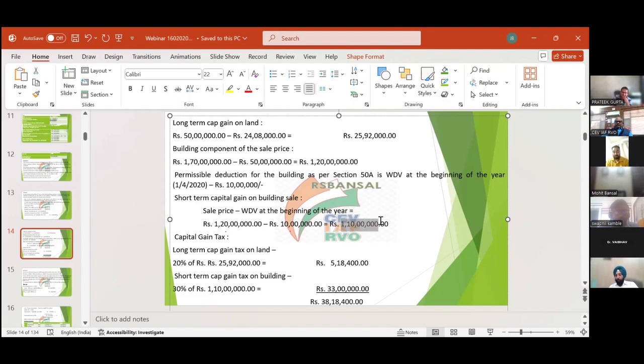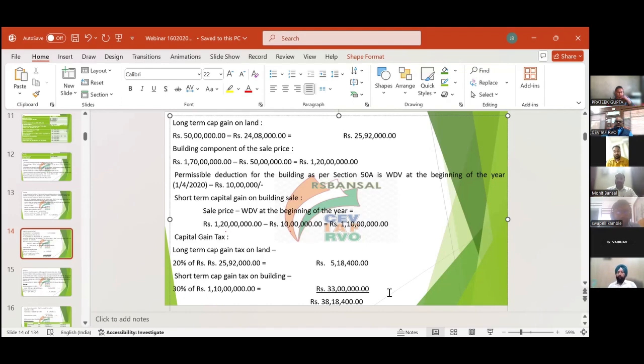So taxable gain will be considered here as 1 crore 10 lakh. On the land, because land will attract long-term capital gain, which is 20%, so 20% on 25 lakh 92,000 is 5 lakh 18,400. And the building part will attract short-term capital gain, which is 1 crore 10 lakh at 30%, which will be 33 lakh. So total tax liability will be 38 lakh 18,400.